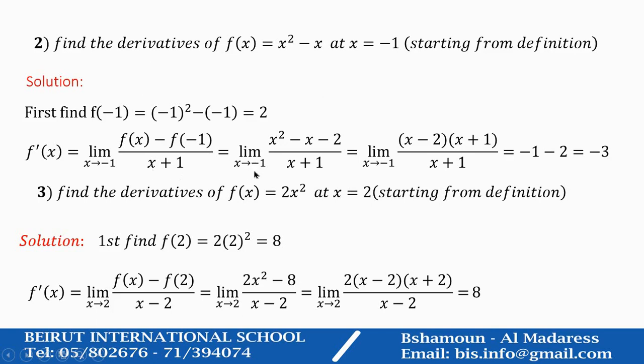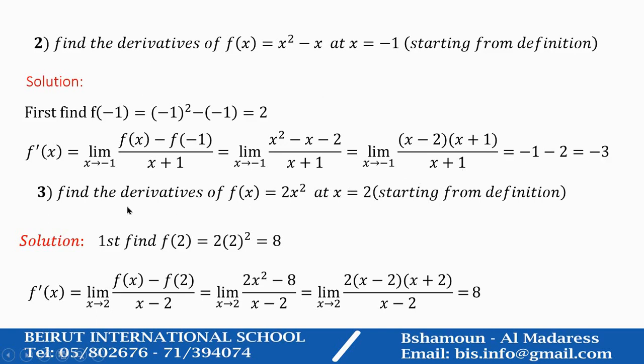So the limit of these, you factorize either by trial and error or by using a calculator. You find the roots. The roots will be 2 and minus 1, so you write it as factorized form. It will be the limit as x approaches minus 1 of x minus 2 times x plus 1 over x plus 1, and x plus 1 will be eliminated. X minus 2, you substitute, you end up with minus 3.